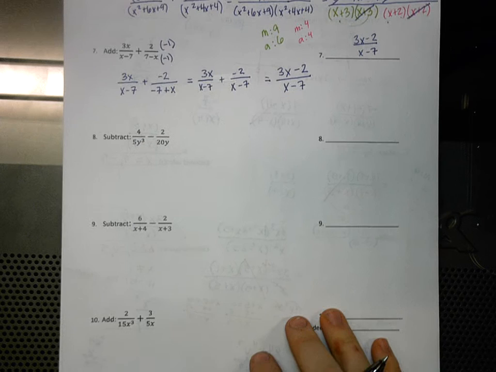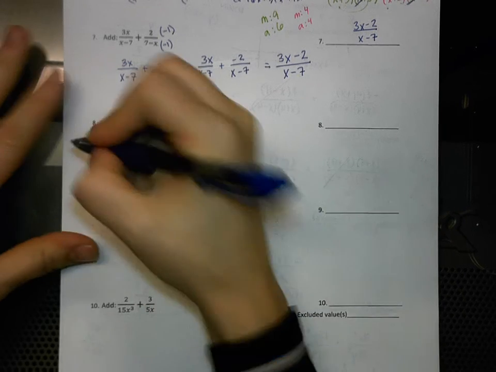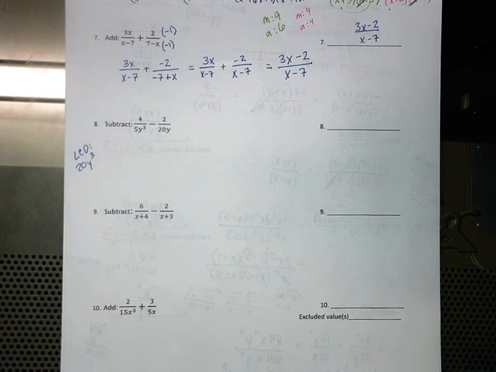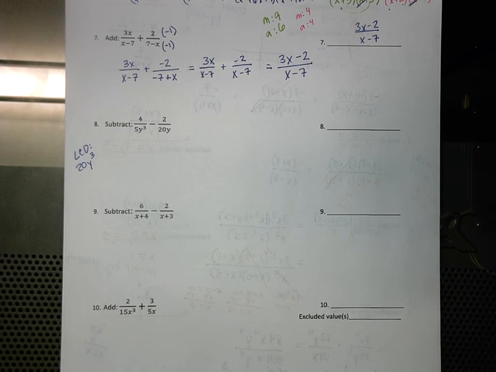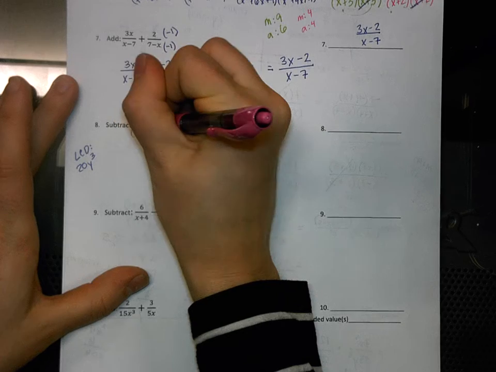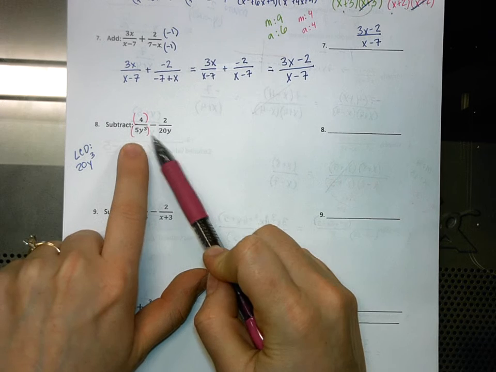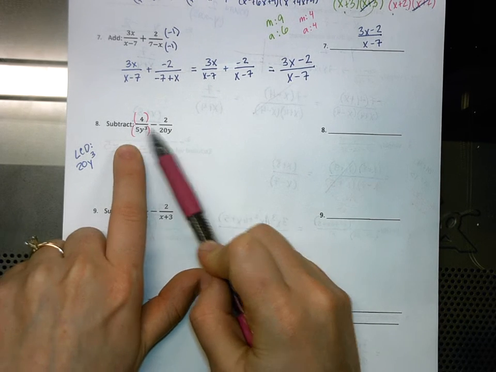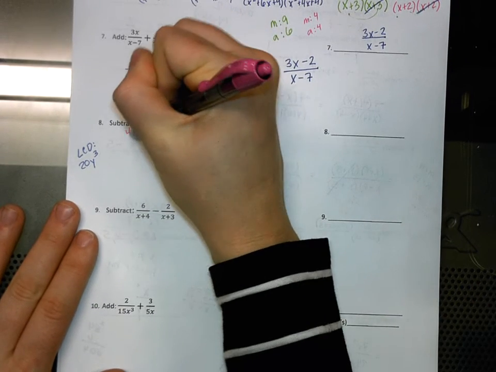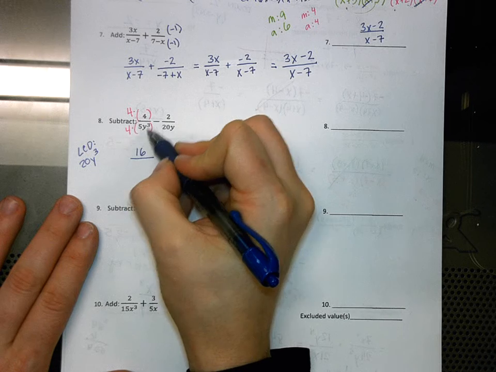Number 8. What will my common denominator be? 20y cubed. Good, 20y cubed. So I look for the biggest number and I look for the biggest variable. I'm going to multiply the first fraction to get to 20y cubed. Or even just say I need to multiply the first fraction by something to get to 20 because we need to make it bigger. So what am I multiplying by? 4. Let's check that. 4 times 4 is 16. 4 times 5y cubed is 20y cubed.